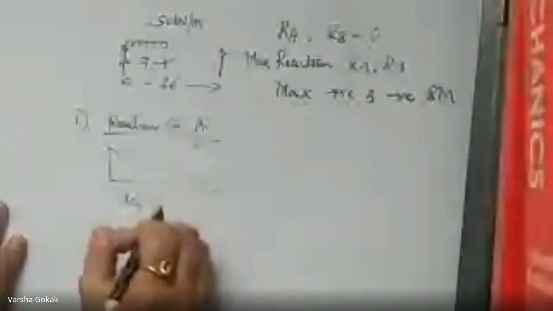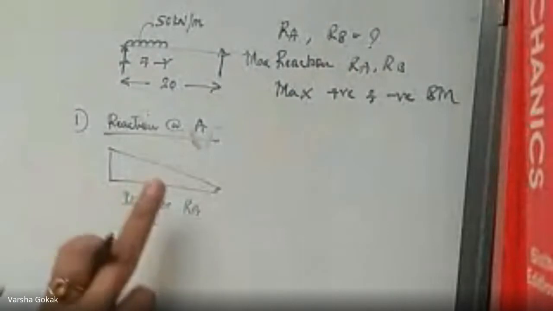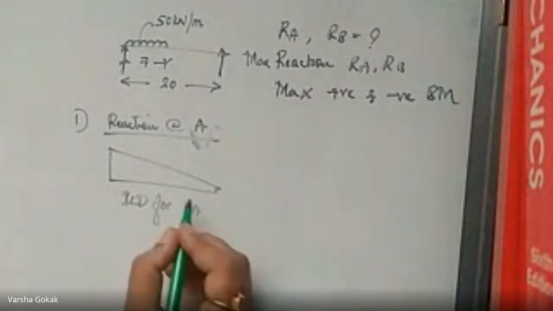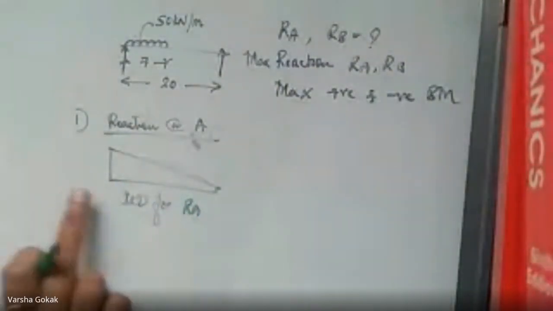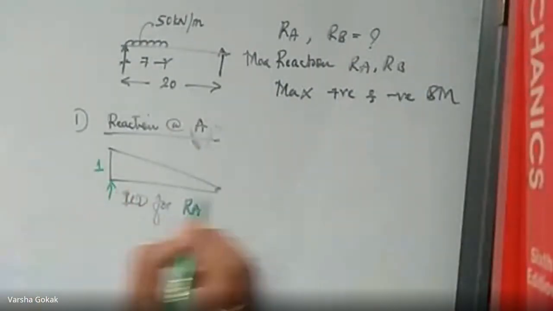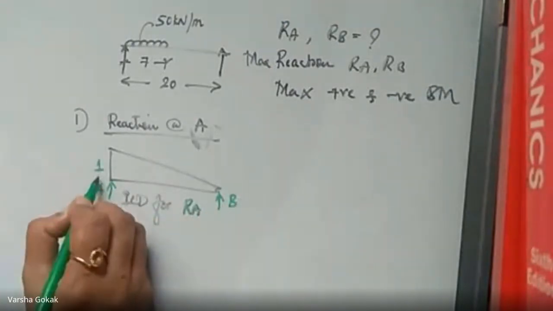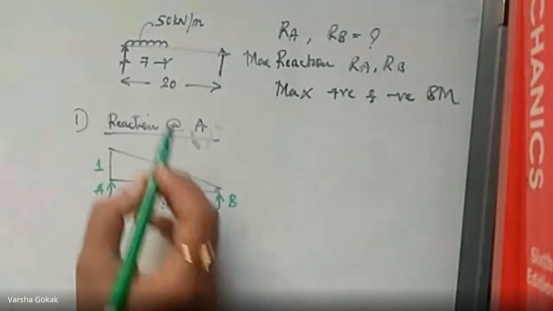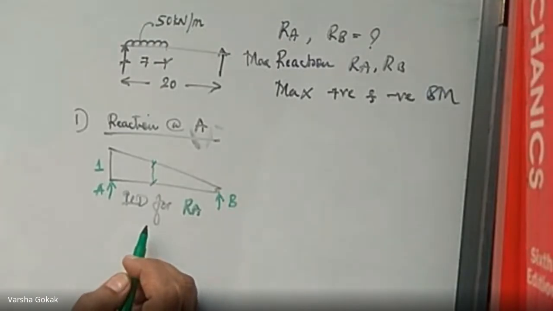ILD for RA with a unit load, and we are aware of this, right? We have already done this kind of numerical with a simply supported beam with a point load, and we know that for RA, if I want to draw the ILD, it is going to be like this with the unit load, and at this junction it will be 1. This is your A and this is your B. This is your 1 unit value at A, and then I need to get the corresponding y ordinate over here first, right?